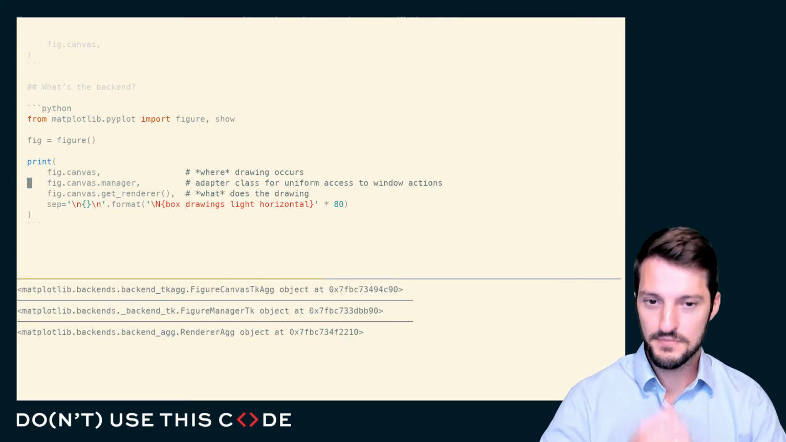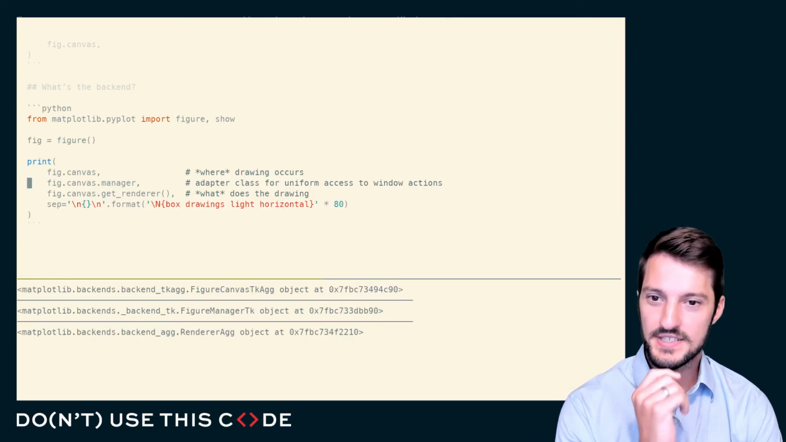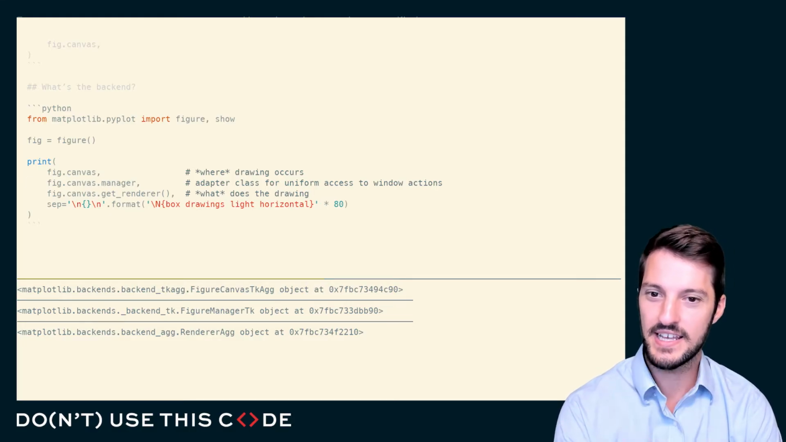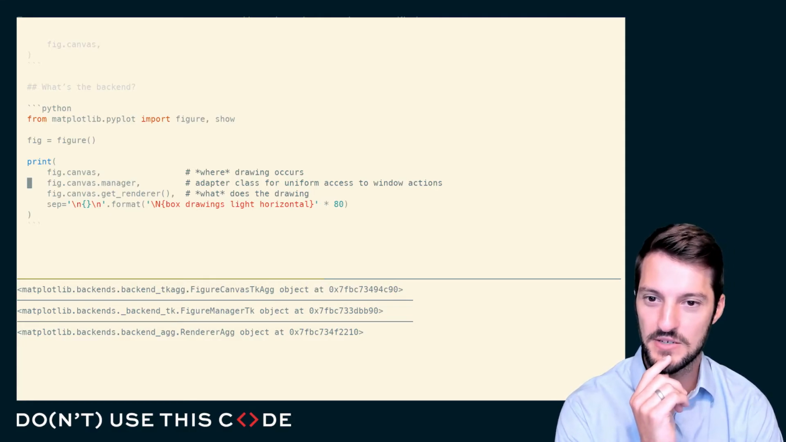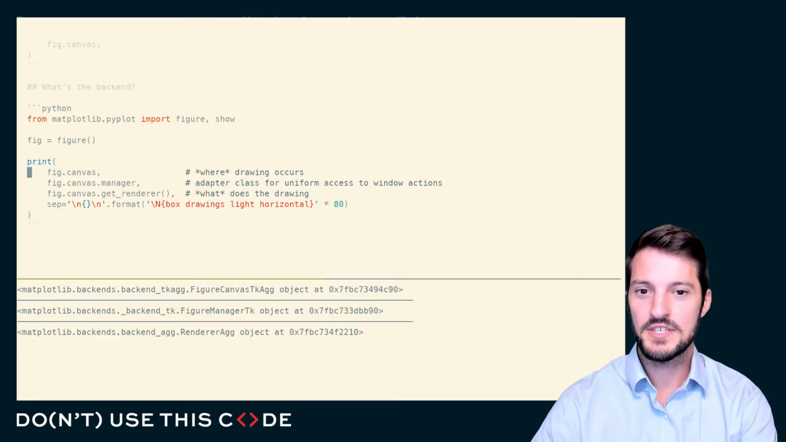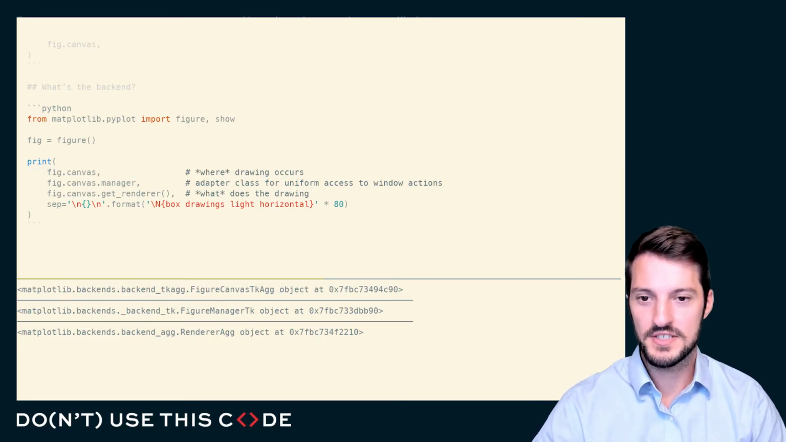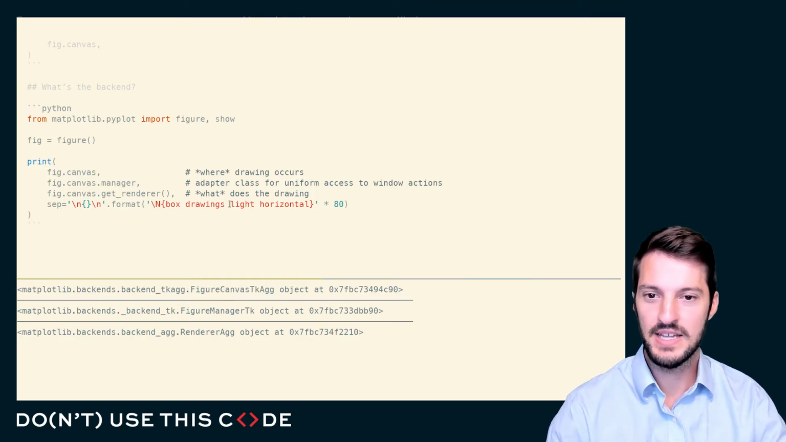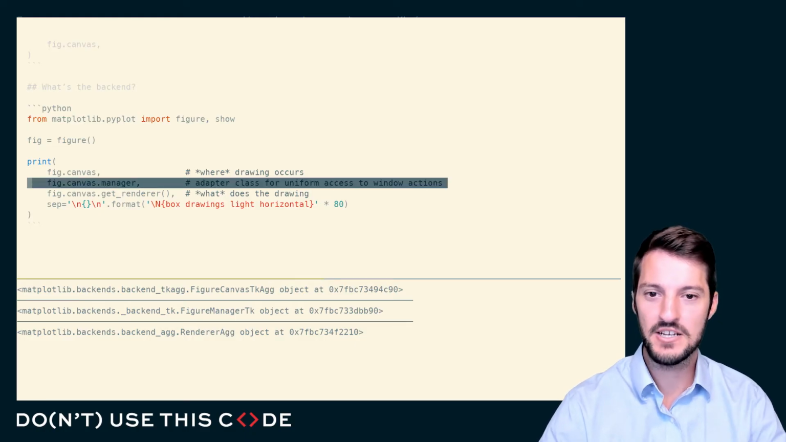If I create a figure, you see that I get our canvas, I get a canvas manager, and then I get a renderer attached to that canvas as well. And so the canvas manages where the drawing occurs. It's a Matplotlib based abstraction, and you can see that we have our figure canvas TK ag here. Then we have our canvas manager.